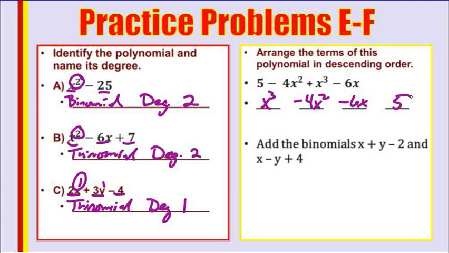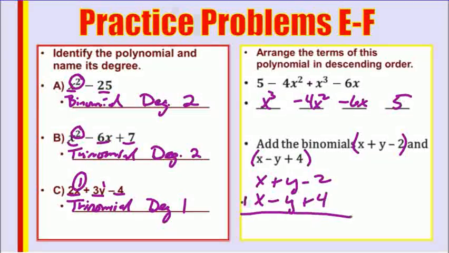And the last part, add the binomials. And these would actually be trinomials because these are 3 terms here. So we have x plus y minus 2 plus x minus y plus 4. Add them together, you get 2x. You don't have any y's, but you have a positive 2. So our answer would be 2x plus 2.